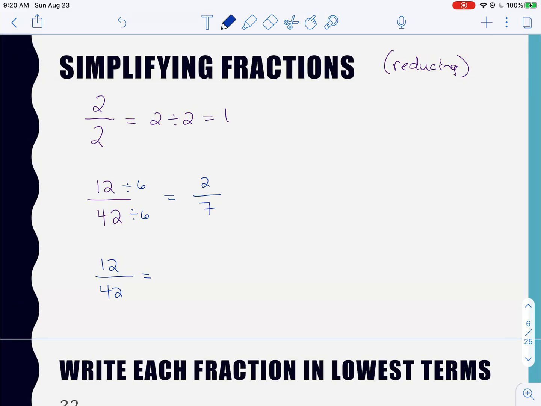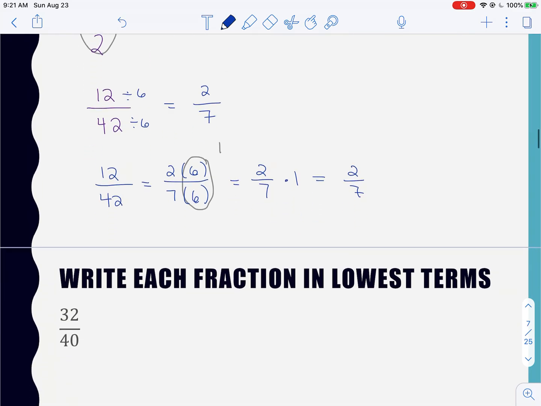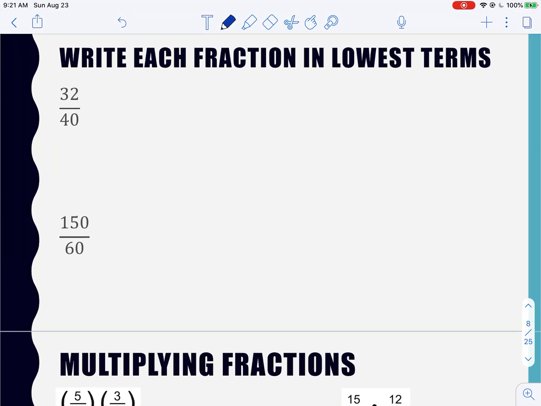Another way of thinking about this is you could take 12 over 42, and remember last class when we did prime factorizations? Well, you can just take some factors of 12. You know that 12 is 2 times 6, and you know that 42 is 7 times 6. And notice 2 over 2 is 1. Well, 6 over 6 is also 1. So now this can become 2 over 7 times 1, and anything times 1 is itself. So that's another way of thinking about how to reduce fractions. You can break up the numerator and denominator into its factors, and then if you have a number over itself, it reduces to 1. So you guys can go ahead and try to reduce these two fractions. You can check your work against the finished notes.